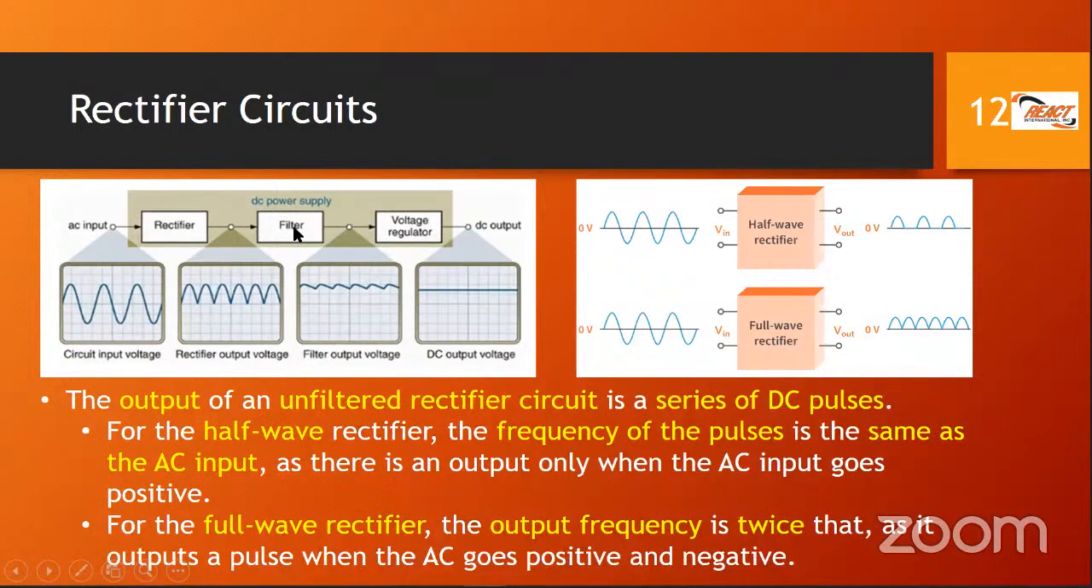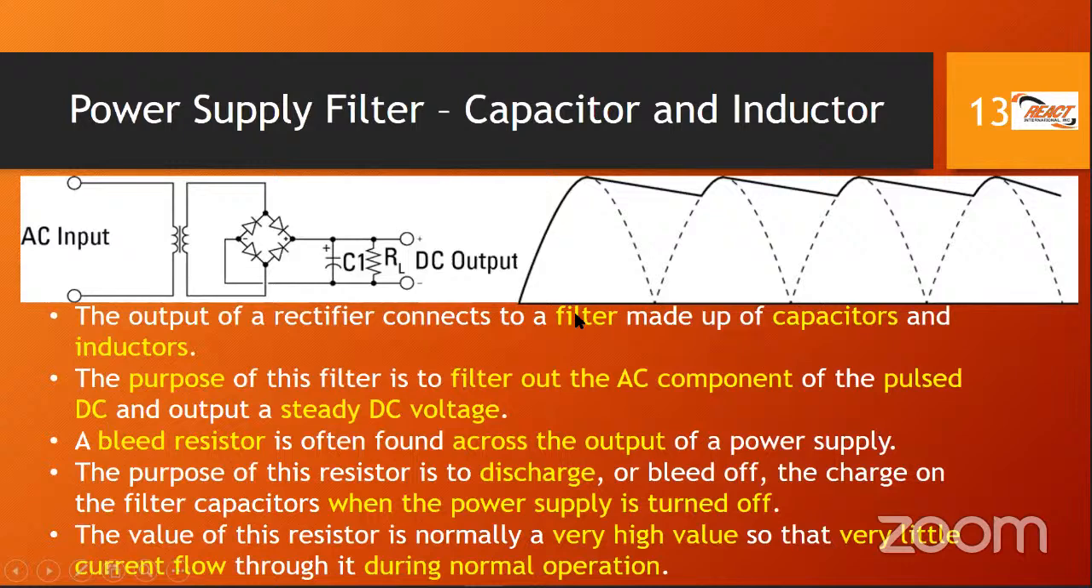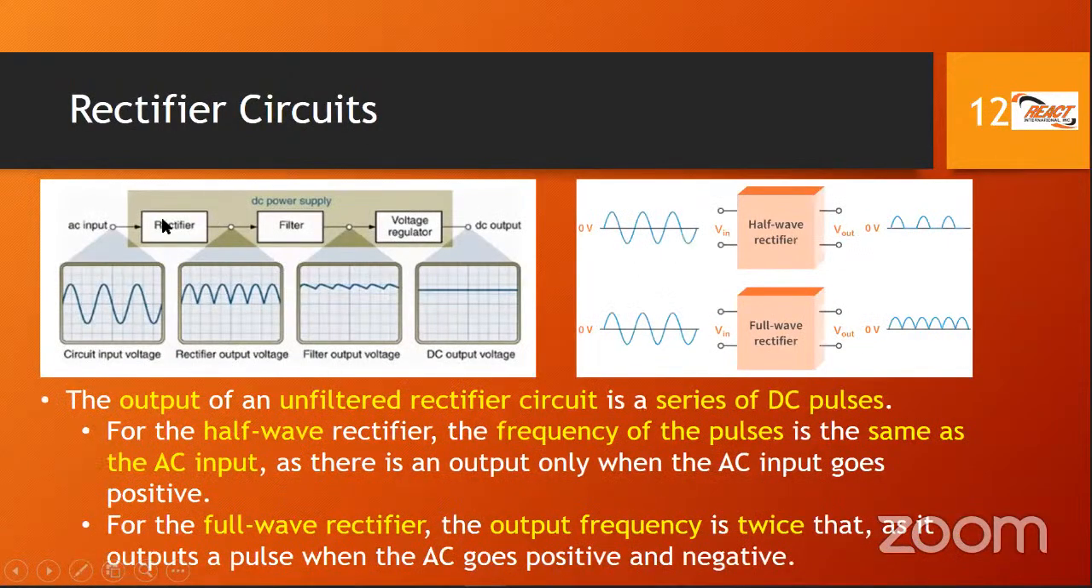Remember we said when we were using the water circuit analogy that the inductor and the capacitors act like the pressure tank in your water system. You don't want your pump going on and off all the time, so it holds a bit of the charge. That's exactly what the filter circuit does, so that it tends to smoothen it a bit. So the output of a rectifier connects to a filter, and that filter is made up of capacitors and inductors. The purpose of the filter is to filter out the AC component of the pulsed DC and output a steady, or relatively steady, DC voltage. So those are the various stages of a power supply: the rectifier stage and the filter stage.